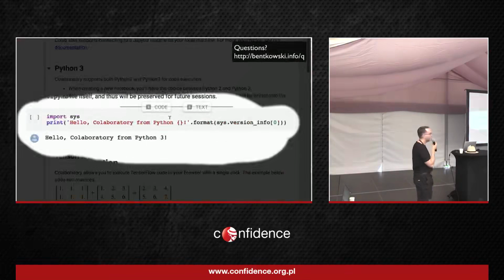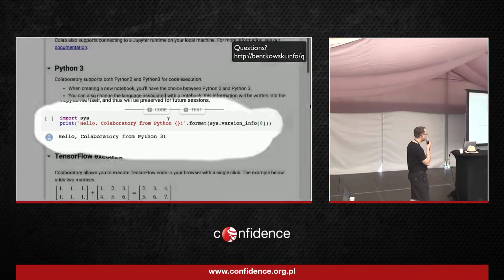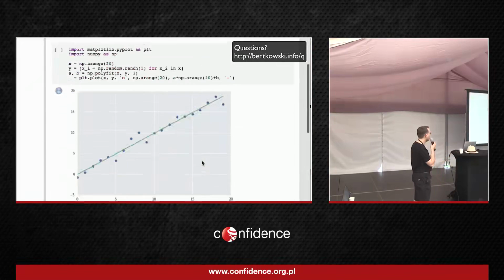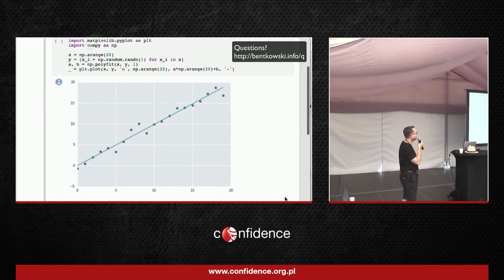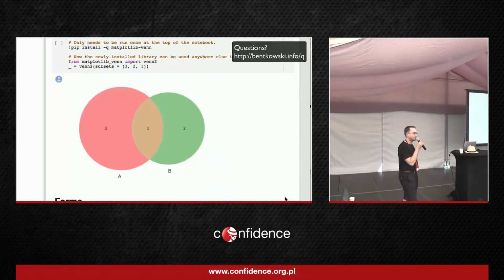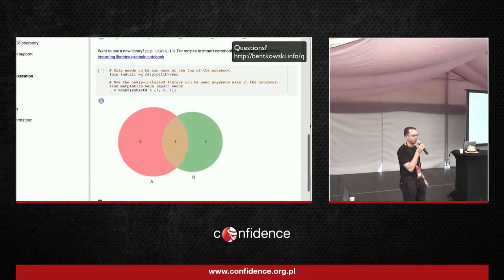And also, you can have some Python code. And the Python code is executed directly in the collaboratory. So for example, you can use it to gather some data and then write a Python script that plots the data. And here we have some graph. Or even, for example, you can plot Venn diagrams.